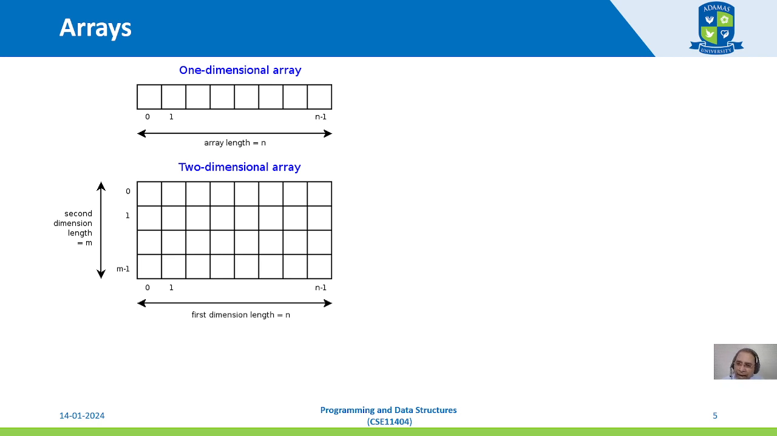Now, to form an array, we can use a for loop, or we can declare and initialize the array with elements. When we try to implement the array, we can also use the pointer, which is also a very important concept.